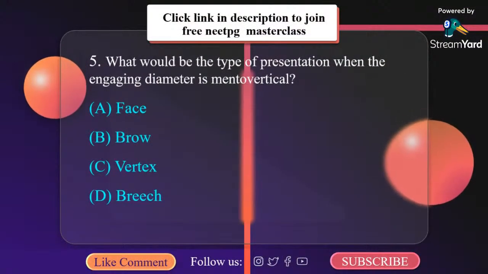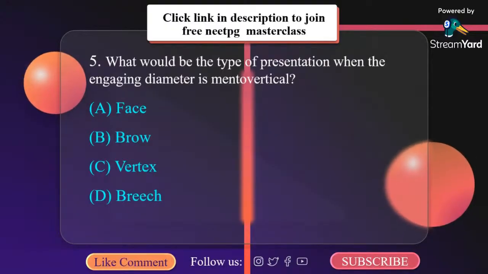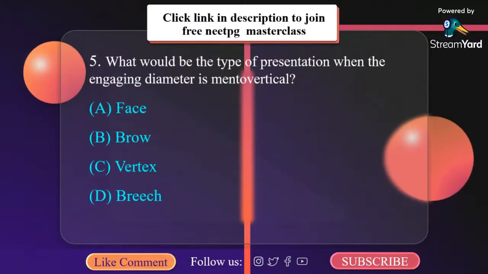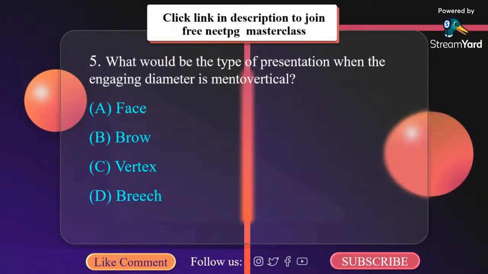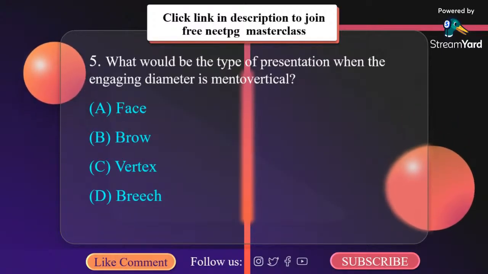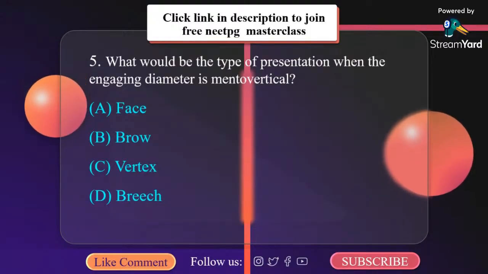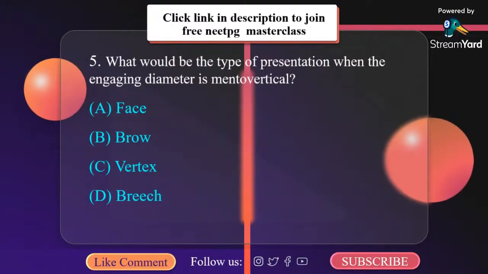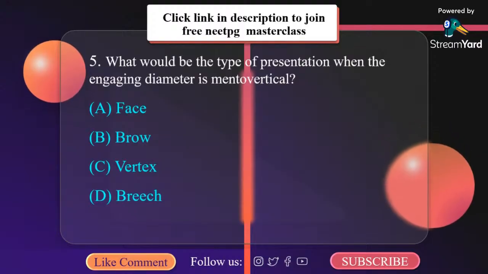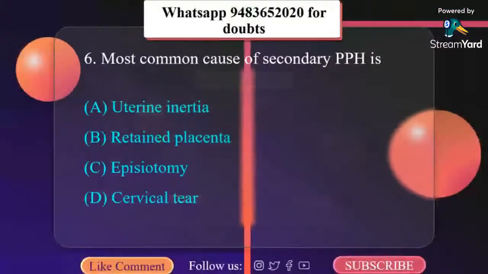What would be the type of presentation when the engaging diameter is mento-vertical? A, face; B, brow; C, vertex; D, breech. It is brow. In brow presentation, the engaging diameter is mento-vertical. Brow is the rarest variety of cephalic presentation, where the presenting part is the brow and the attitude of the head is short of the degree of extension necessary to produce face presentation. So the correct answer here is B, brow presentation.